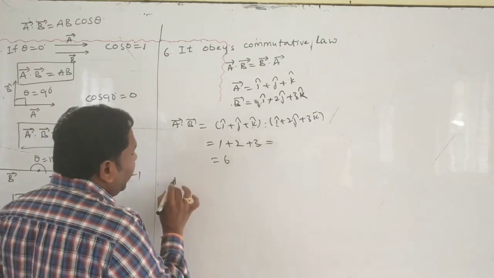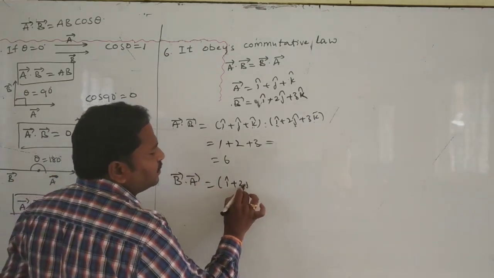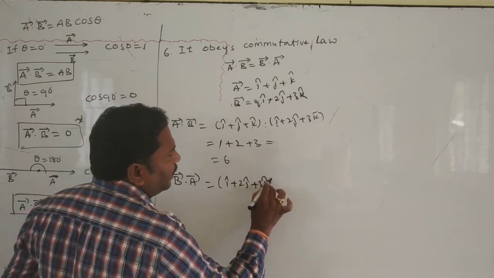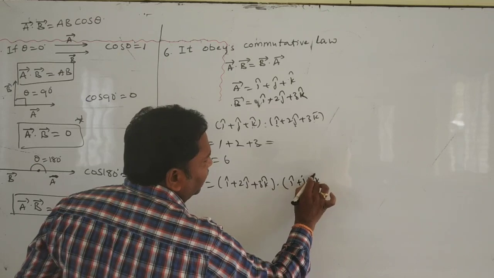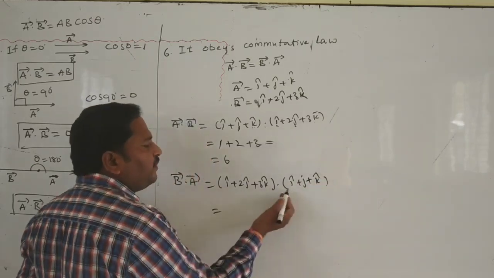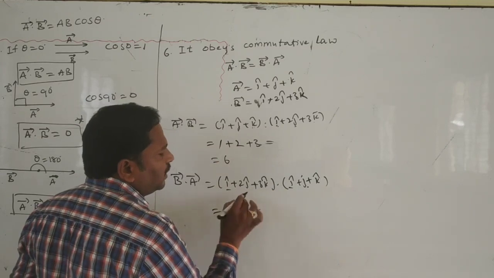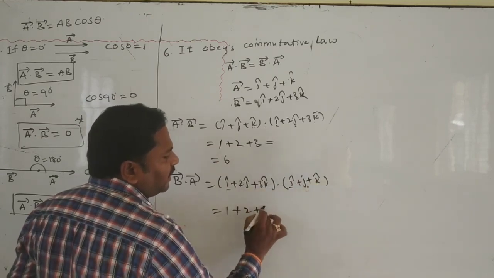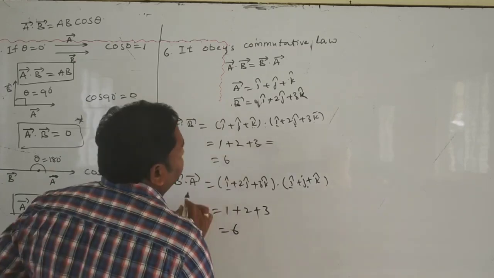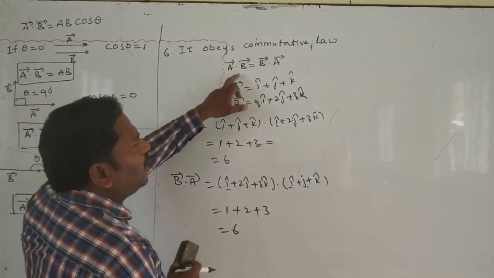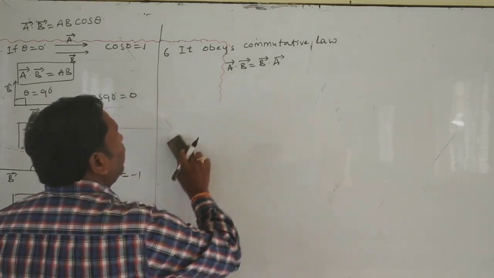Now you multiply b bar dot a bar: i cap plus 2j cap plus 3k cap, you product with i cap plus j cap plus k cap. Then same, we get i dot i 1, j dot j 2, k dot k 3, so totally 6. So answer is same. So it obeys a bar dot b bar equal to b bar dot a bar.